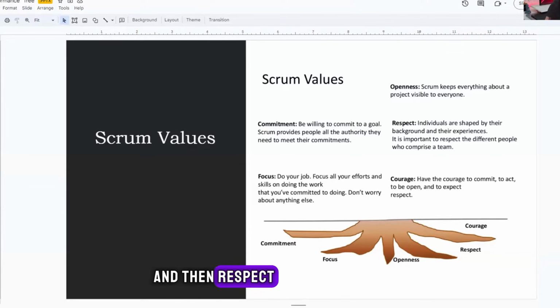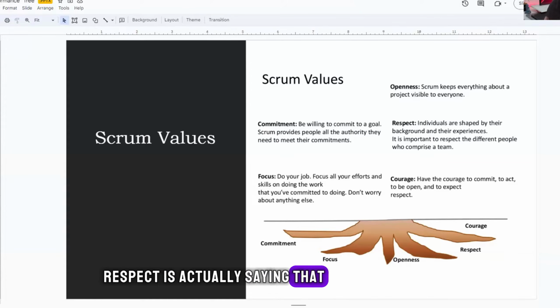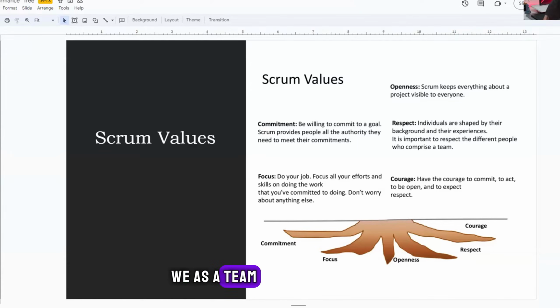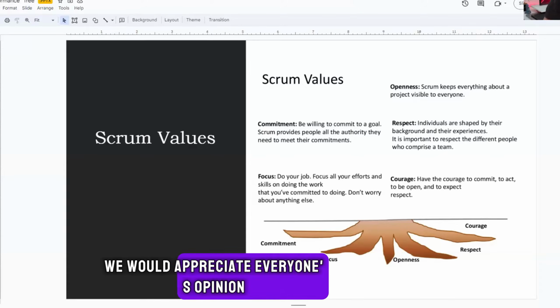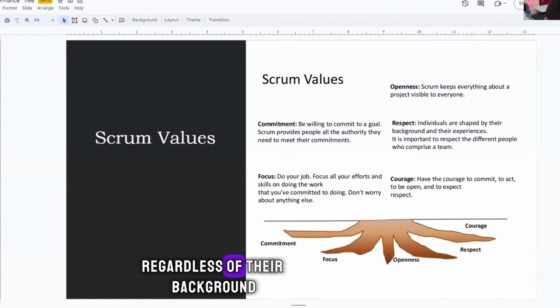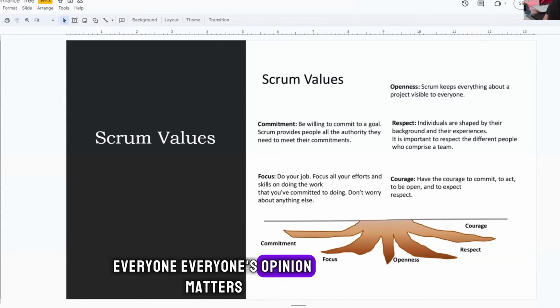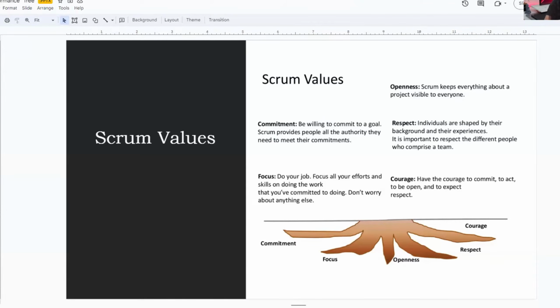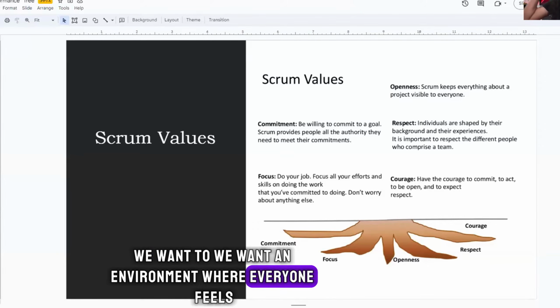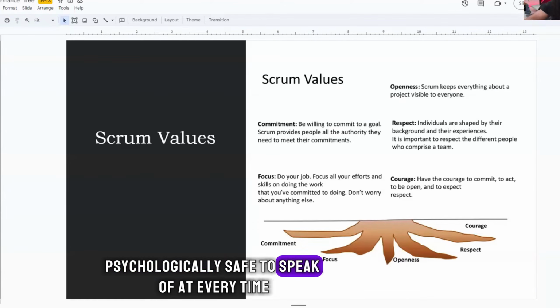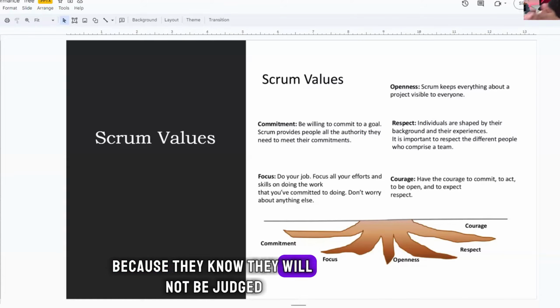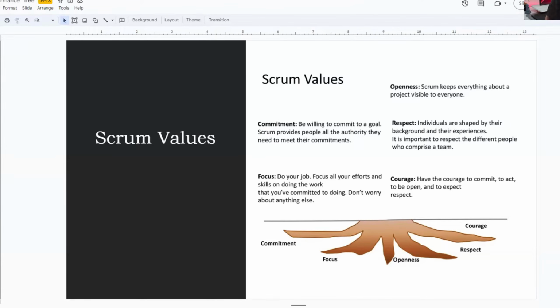And then respect. Respect is saying that we as a team, we would appreciate everyone's opinion, regardless of their background, regardless of their skill set. Everyone's opinion matters, even when we disagree to agree. We want an environment where everyone feels psychologically safe to speak up at all times because they know they will not be judged. That's what respect means.